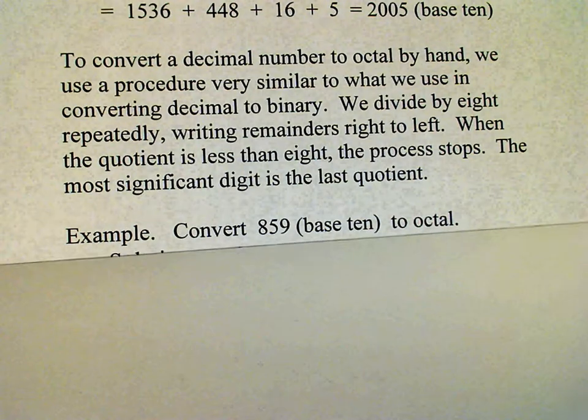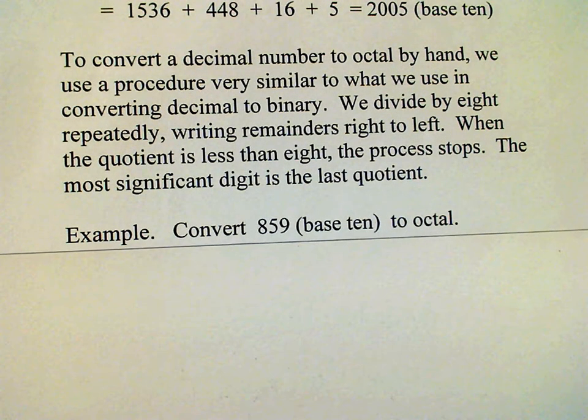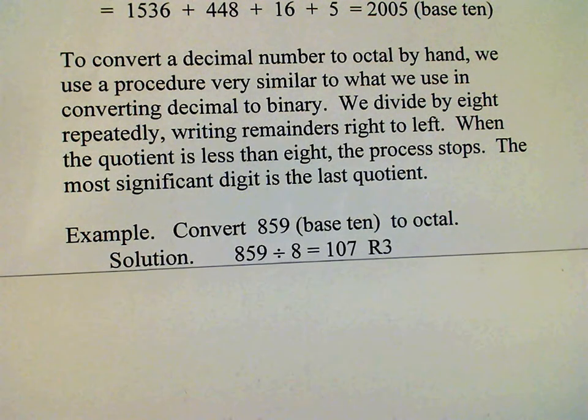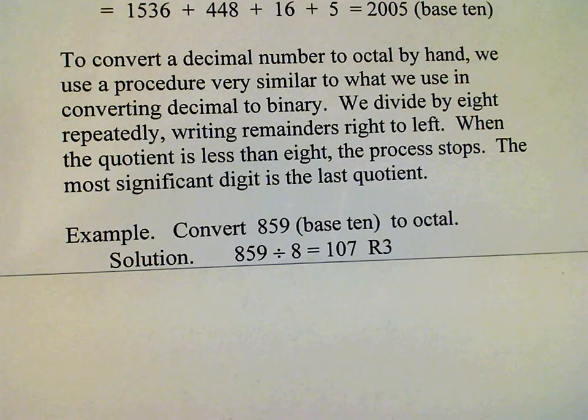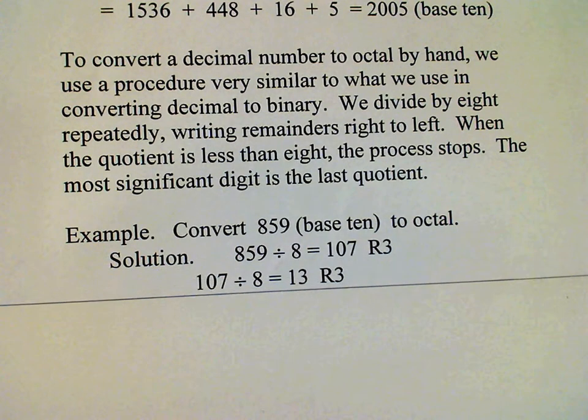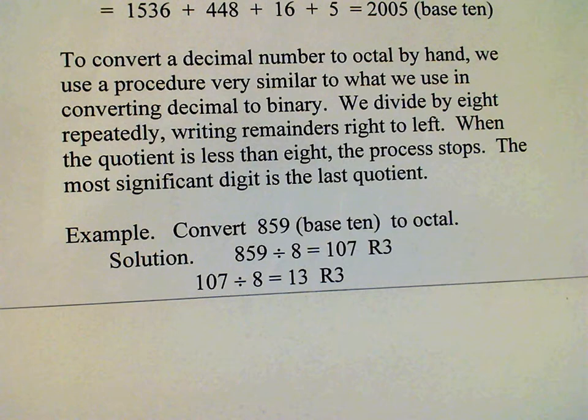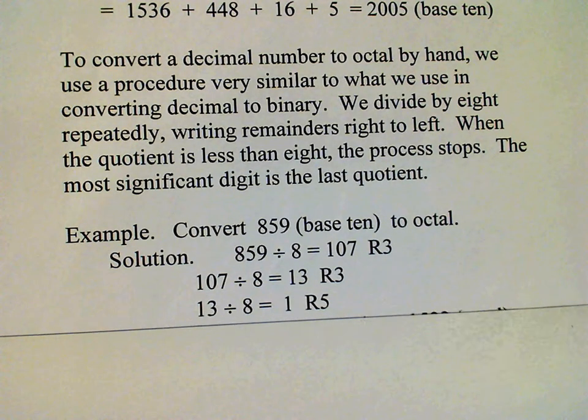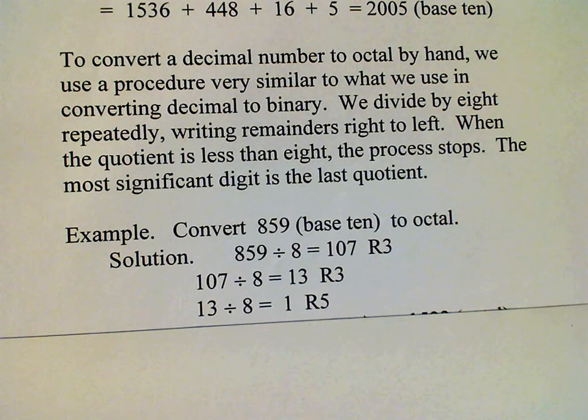Okay, so for example, we need to convert 859 in base 10 to octal. So we divide by 8, we get 107 with remainder 3. So that means 3 is the least significant digit in octal. Then we repeat. 107 divided by 8 is 13, remainder 3 again. Okay, so 13, we divide that by 8, and we get 1 with remainder 5. So our octal number is 1533.